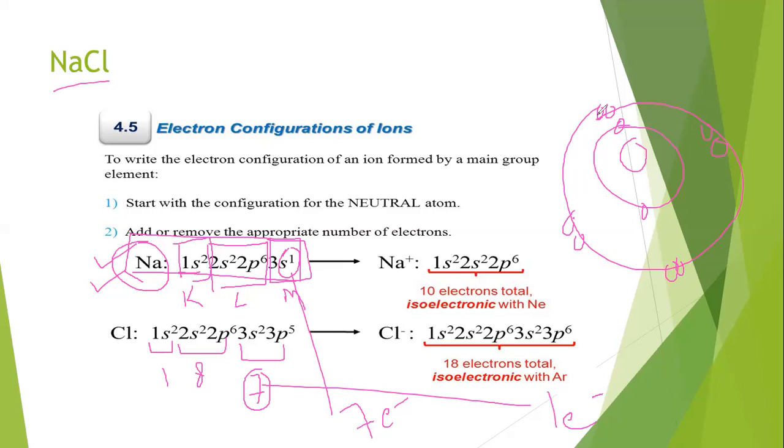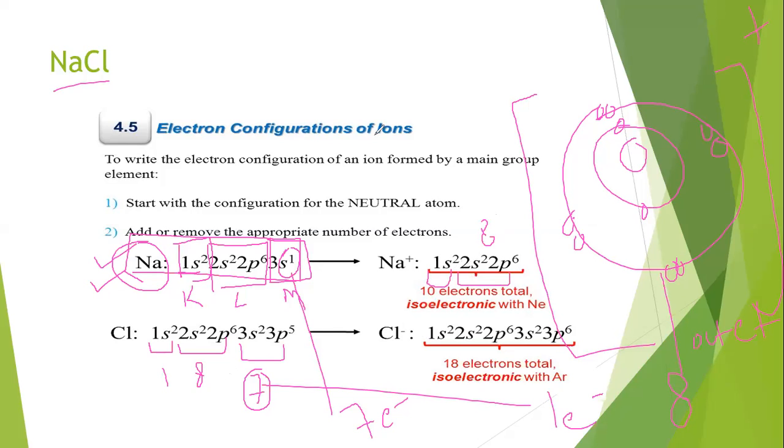Now you can see this second shell is the outermost shell for this sodium ion, not atom. Now it's an ion because it has lost 1 electron. It's a positive ion. So now this sodium ion has the second shell as its valence shell. You can see its valence shell has 8 electrons. Now this is following the octet rule. The first shell has 2 electrons and the second shell has 8 electrons.